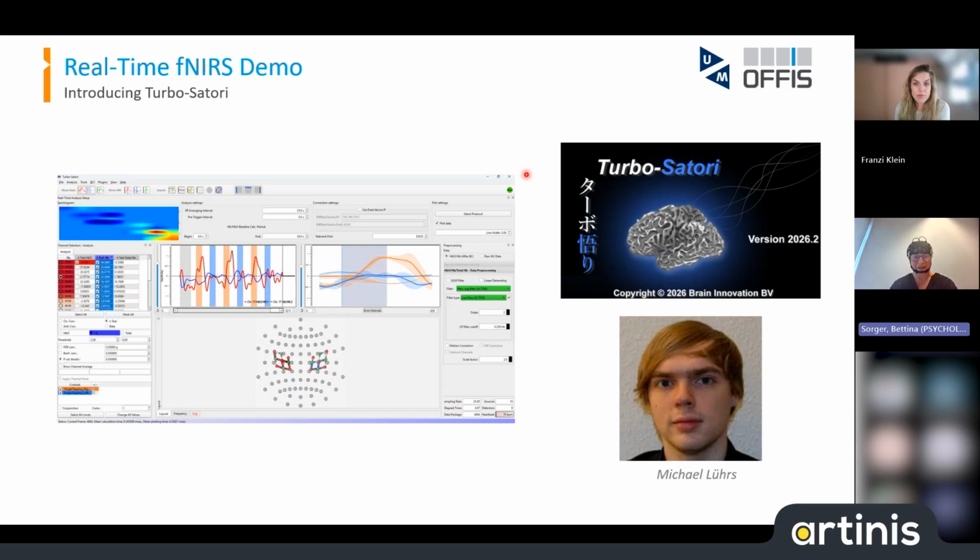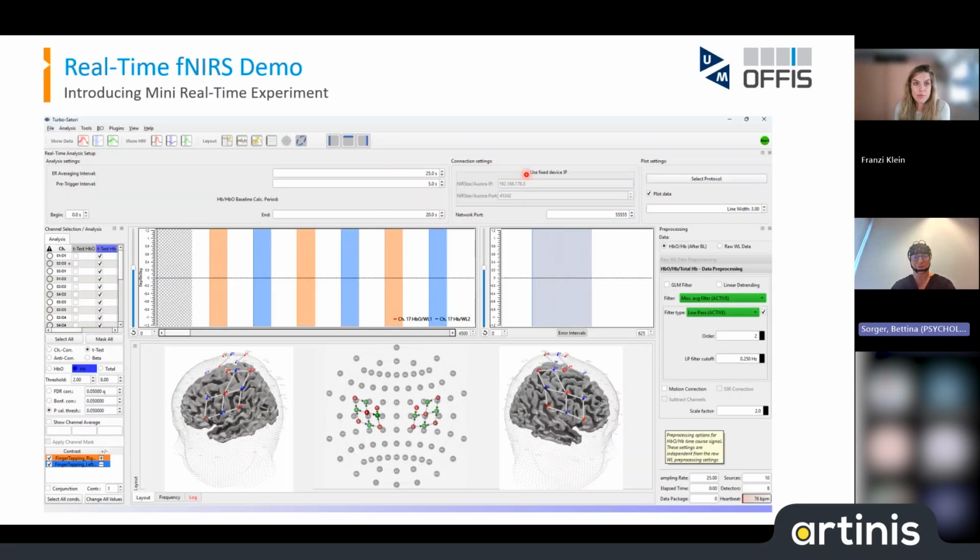And yeah, let me introduce to you a few features of it so that it's not too overwhelming for you when we will use it in a second. So our mini real-time experiment, what we will do is finger tapping. So we concentrate on something that you also see what I'm doing. I hope you can see me later in the little video also, so that there's the correspondence in what I'm doing and how the signal will change.